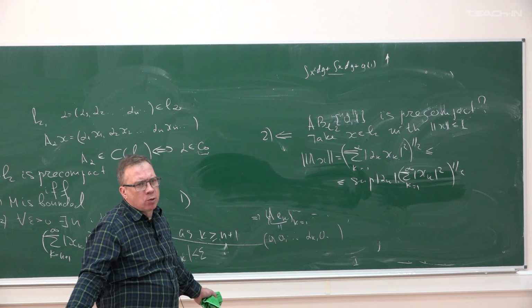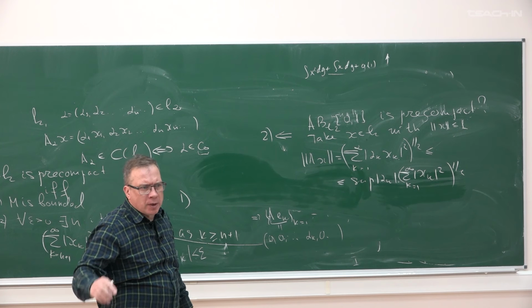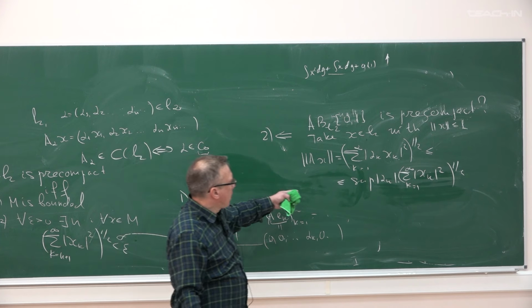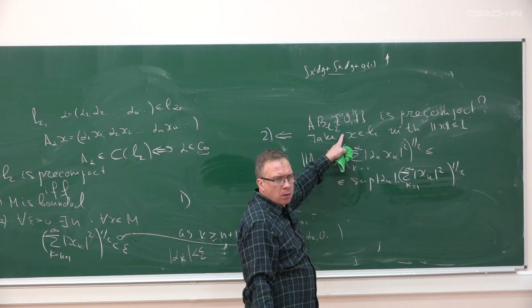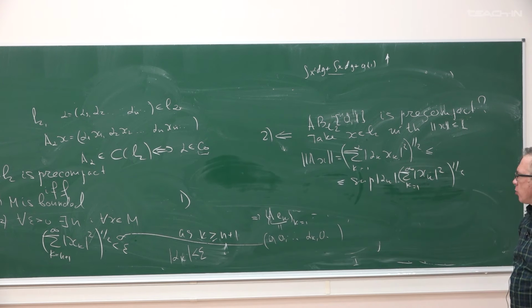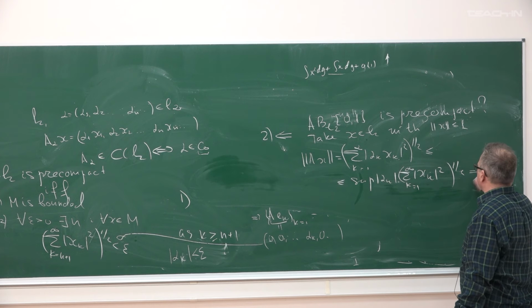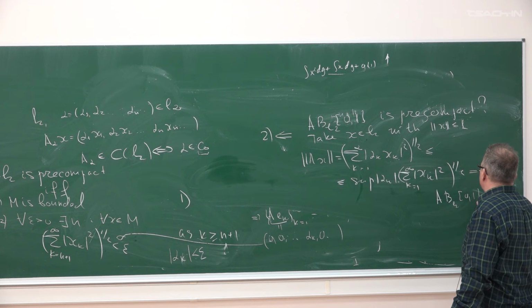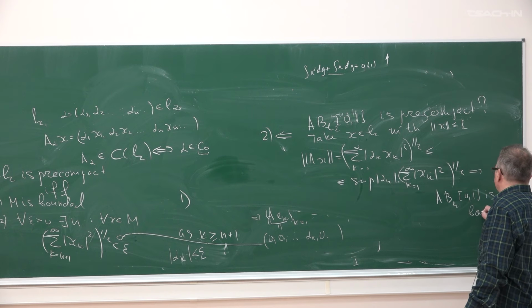The sequence alpha k is bounded. So we take out the supremum, and we obtain that the image of the unit ball is bounded. The image of the unit ball under A in L2(0,1) is bounded.